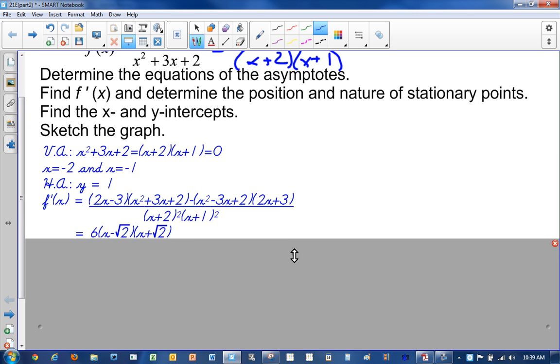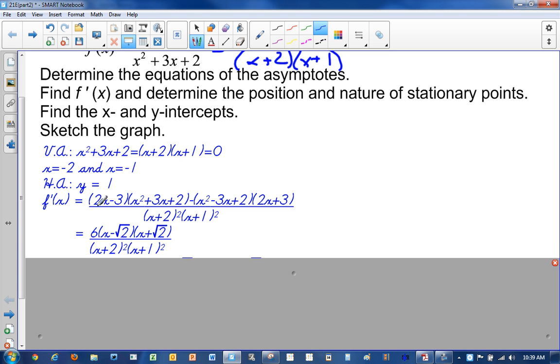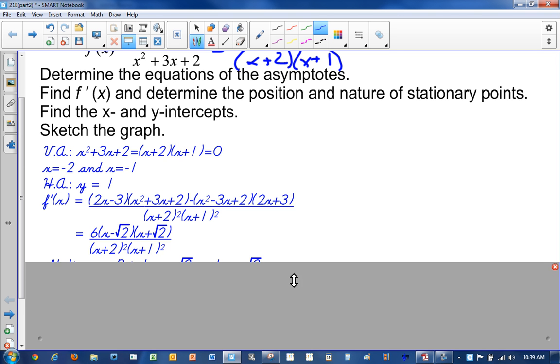All right, now what I did then is I expanded everything out and factored it as much as possible, and I got 6 times x minus root 2 times x plus root 2, and the denominator stayed the same. So that's my first derivative.